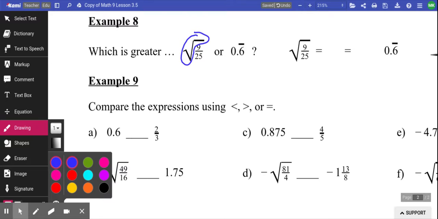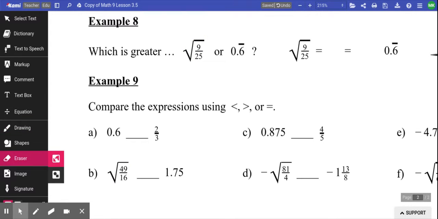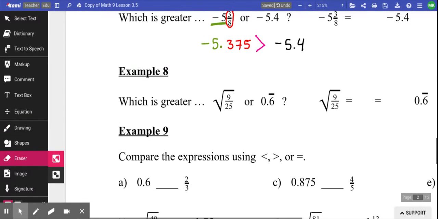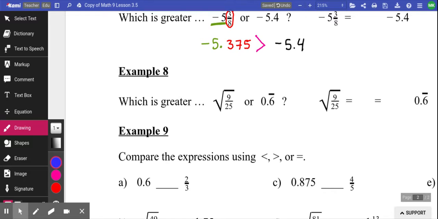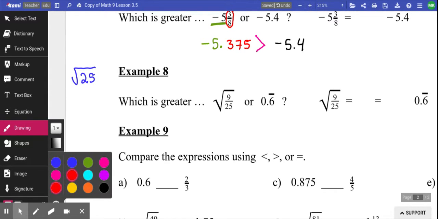Square root? Yeah, you're trying to find a number that times itself would equal something. So on the side, we're just going to have a little side thing here. If I had the square root of 25, what that means is, what number times itself would equal 25?